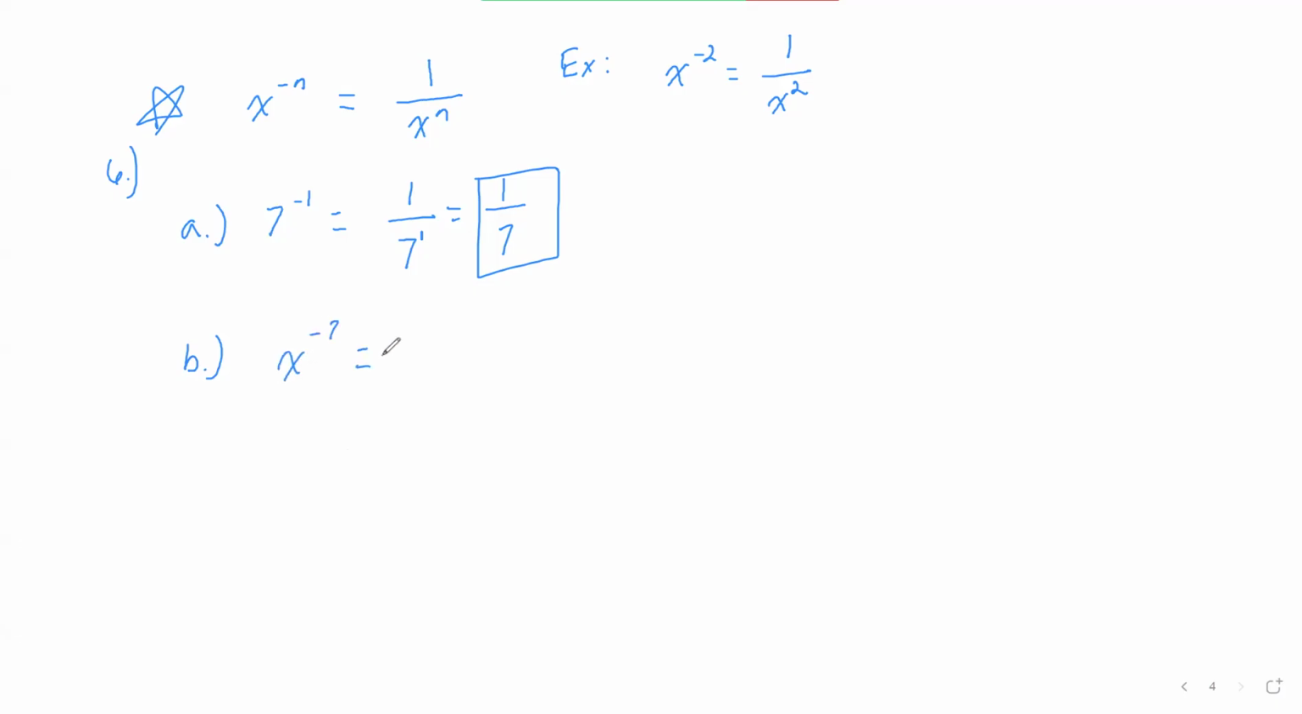All right, try this one. X to the negative 7. What would that give you? Yep, perfect. 1 over x to the 7th. So it just becomes positive. That's it. This would be the answer. Yeah, this time it's an exponent.